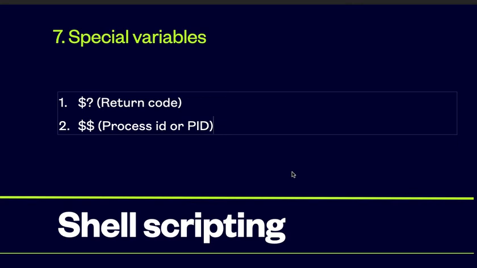So in this small session, we'll be learning about two special variables. We already learned about environment variables, local variables, global variables, and we learned how positional parameters affect a shell script. The two special variables which we are going to talk about are these two. First is the return code.